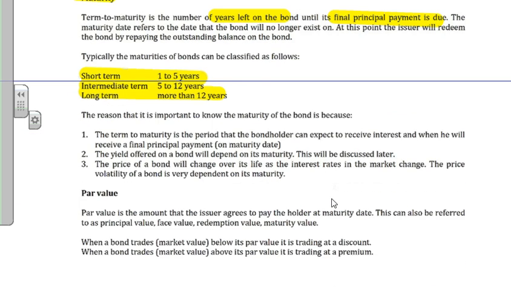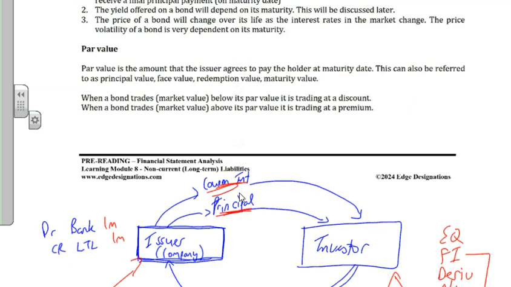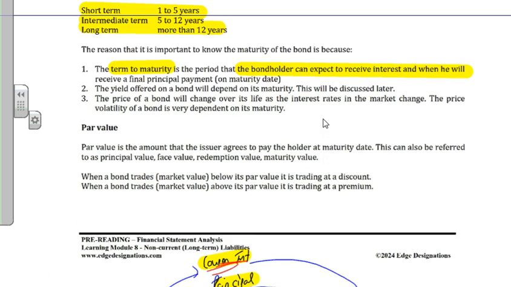Who cares about maturity? Why is that important? Term to maturity is how long the bondholder will get interest. His name is investor, or you can also call him bondholder, either one. The investor or the bondholder will get coupon interest and principal. The yield offered on the bond will depend on its maturity, and the price of the bond will change over its life as it responds to market interest rates, to yields in the market.